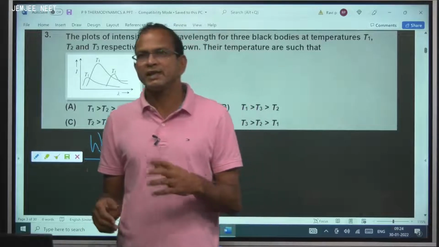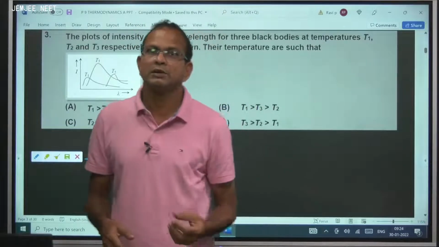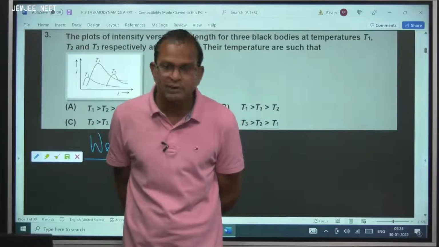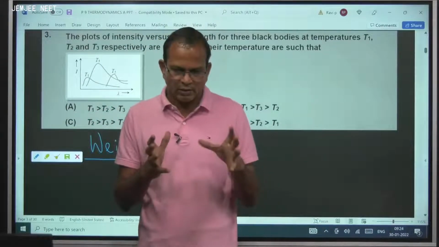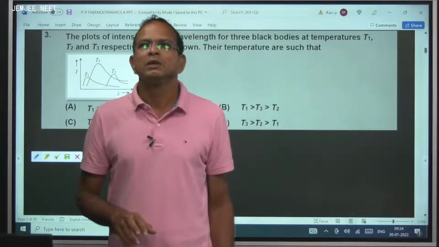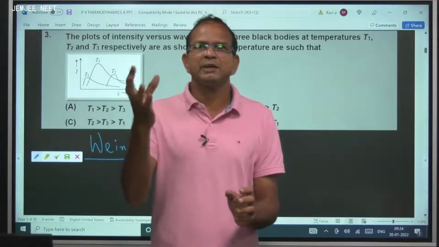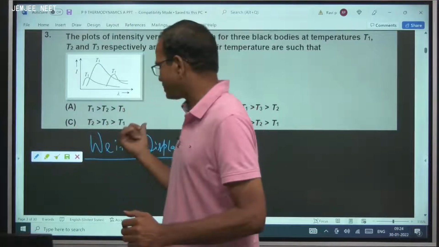Suppose the same iron ball I heat to 1000 degrees Celsius and keep. It's red hot. By the time you enter the room, you get frightened because it's glowing like anything. Can you dare to touch it? No. So now you understand that depending on the temperature, they emit different wavelengths. This is what is Wien's displacement law.